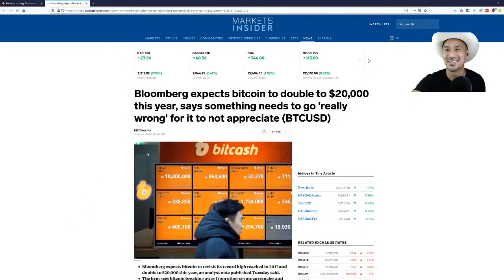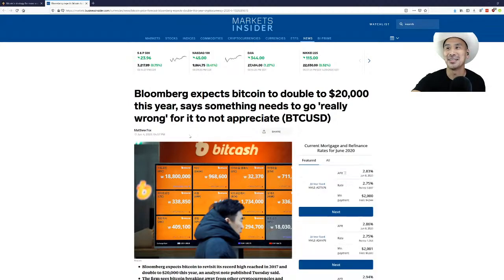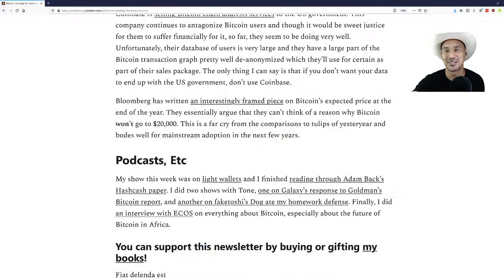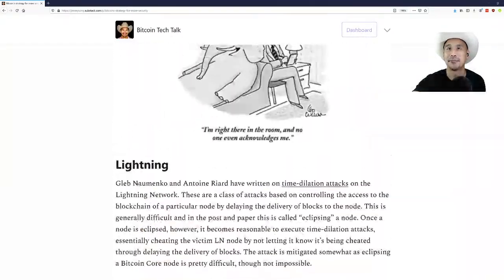Bloomberg basically says it expects Bitcoin to double to 20,000 this year, and says something needs to go really wrong for it not to appreciate, which I found hilarious. It's a long way from what it used to be.